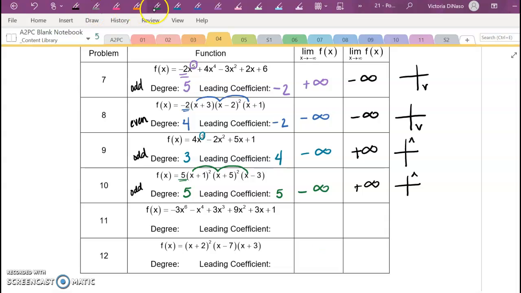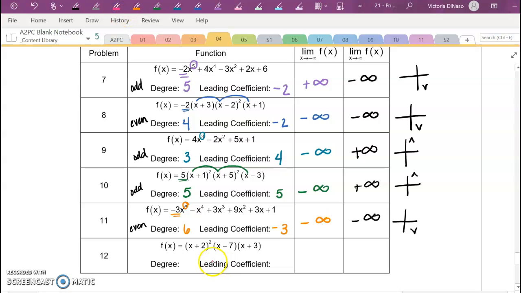And number 11, my degree is 6. My leading coefficient is negative 3. So off to the side, if we were to draw a rough graph, we would have a downward arrow, which means negative infinity. Now because the degree is 6 and it's an even number, they're going to be exactly the same. So we have negative infinity too.